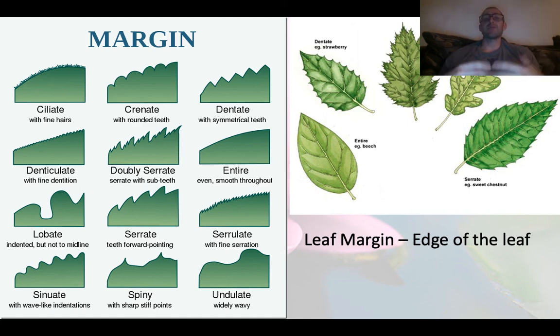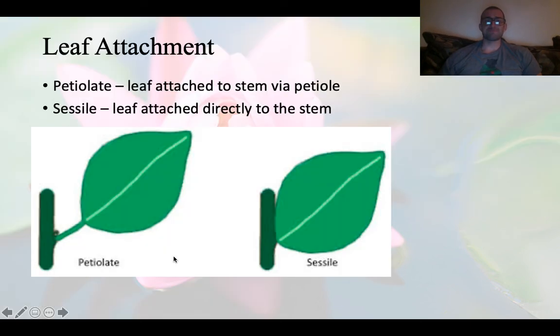If you guys get into botany, you will need to learn some of these terms, because this is some of the ways in which we identify different types of plants by looking at leaf margins. So again, you don't need to know all these specific terms. The leaf margin is the edge of the leaf, but I'm not asking you to know the specific margins.